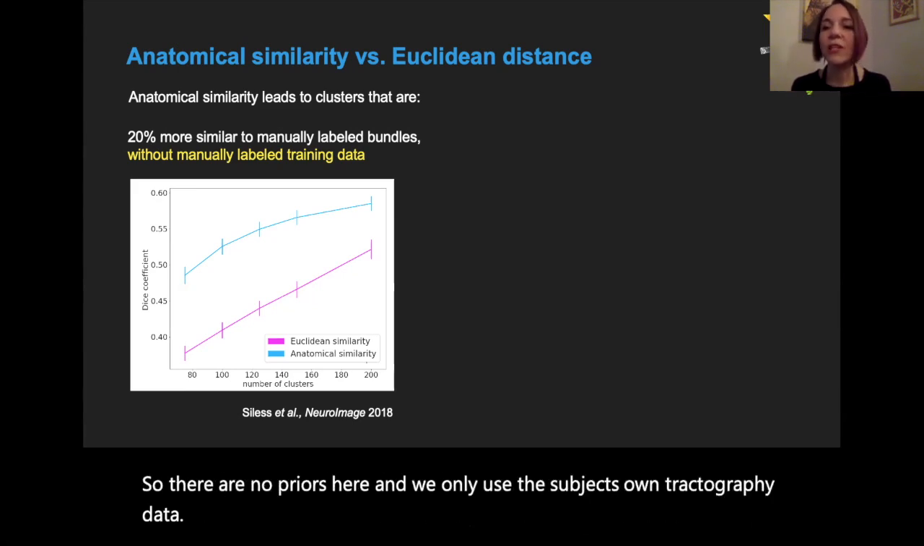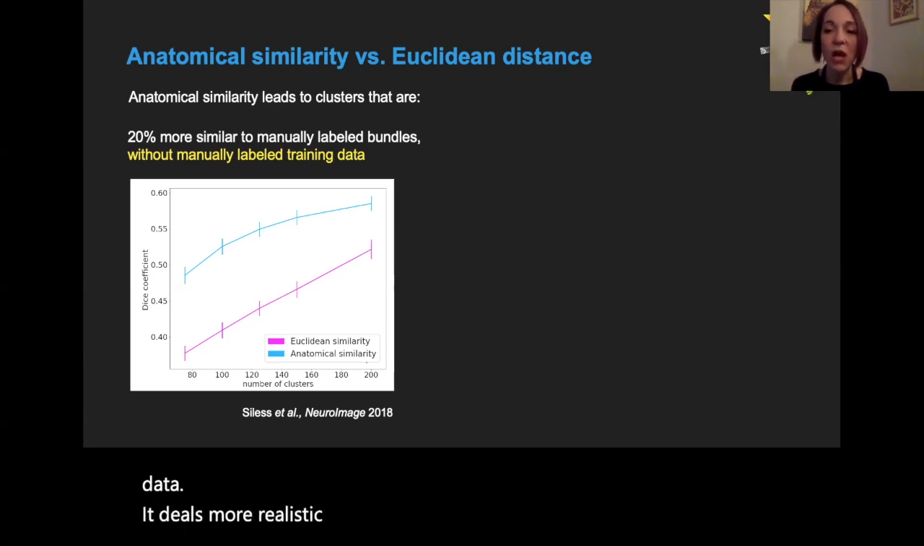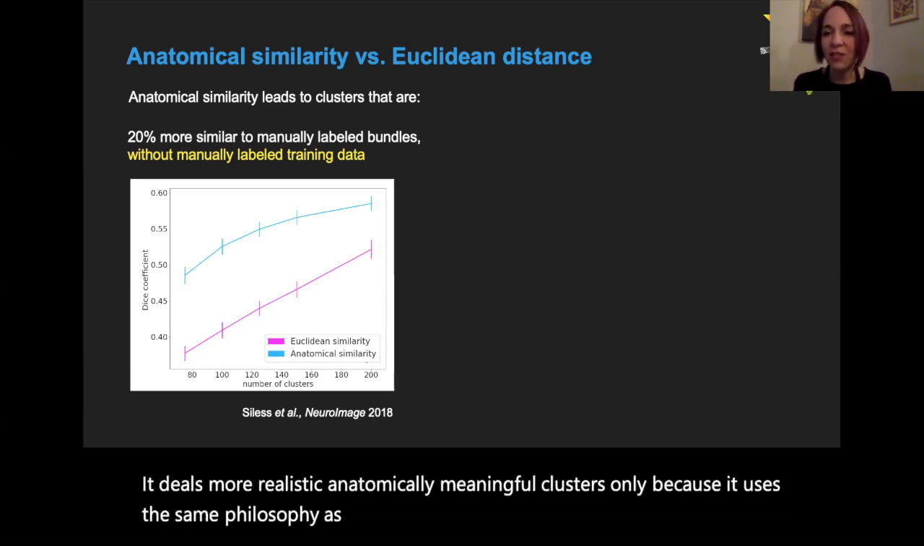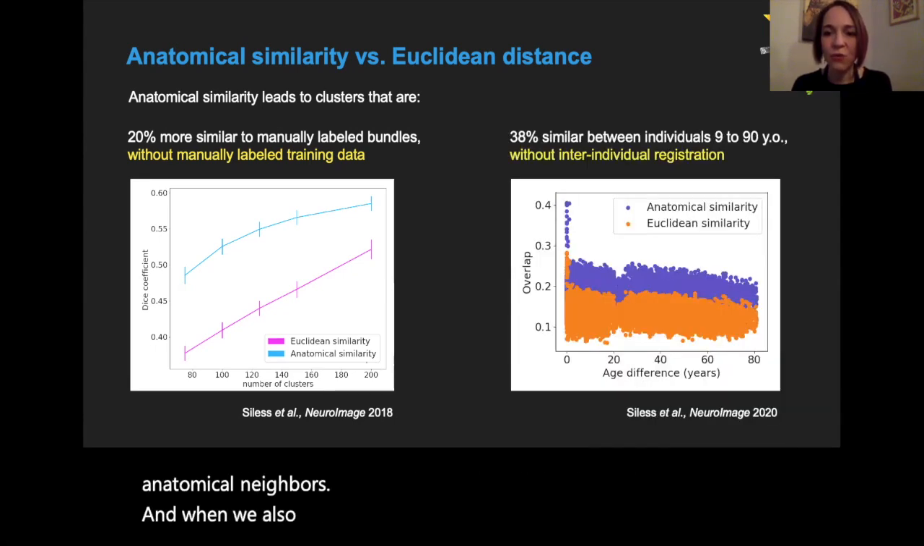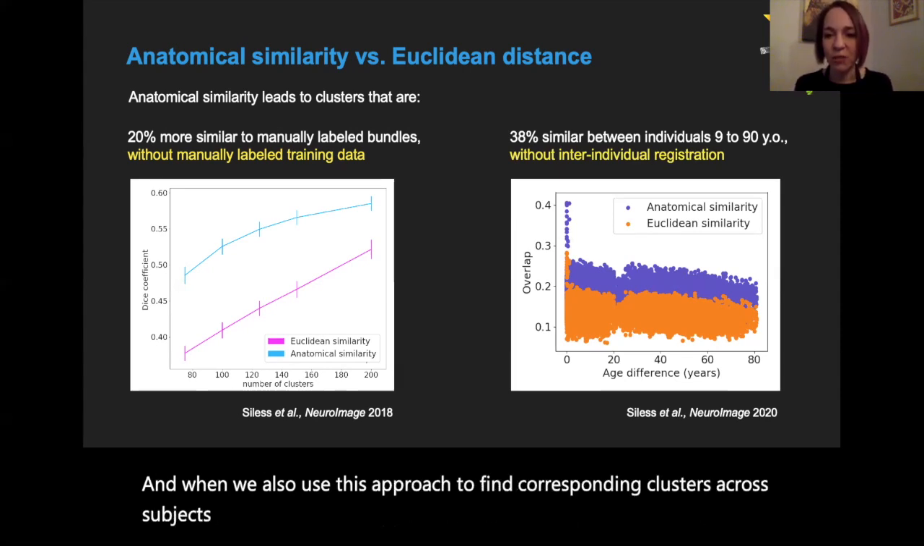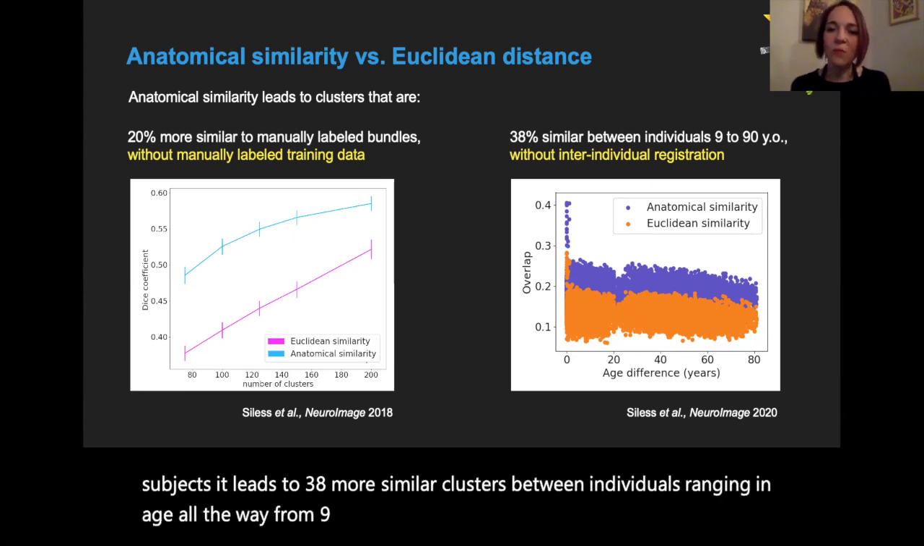It yields more realistic anatomically meaningful clusters only because it uses the same philosophy as anatomists, defining the clusters based on their anatomical neighbors. And when we also use this approach to find corresponding clusters across subjects, it leads to 38% more similar clusters between individuals ranging in age all the way from 9 to 90 years old when compared to a conventional distance-based similarity metric.